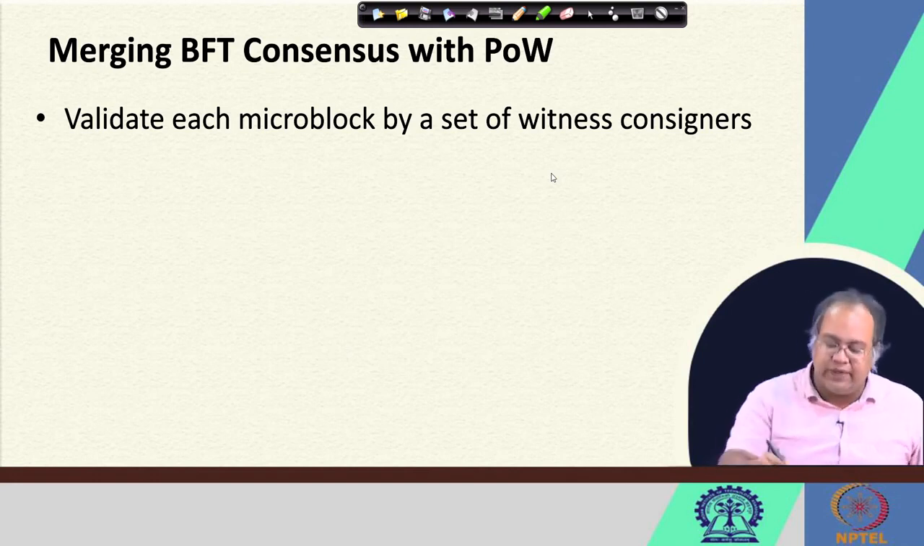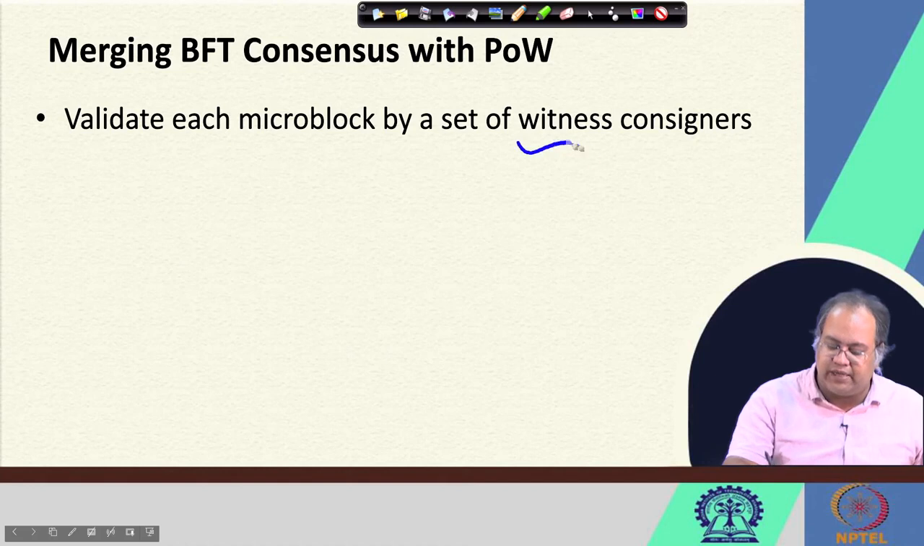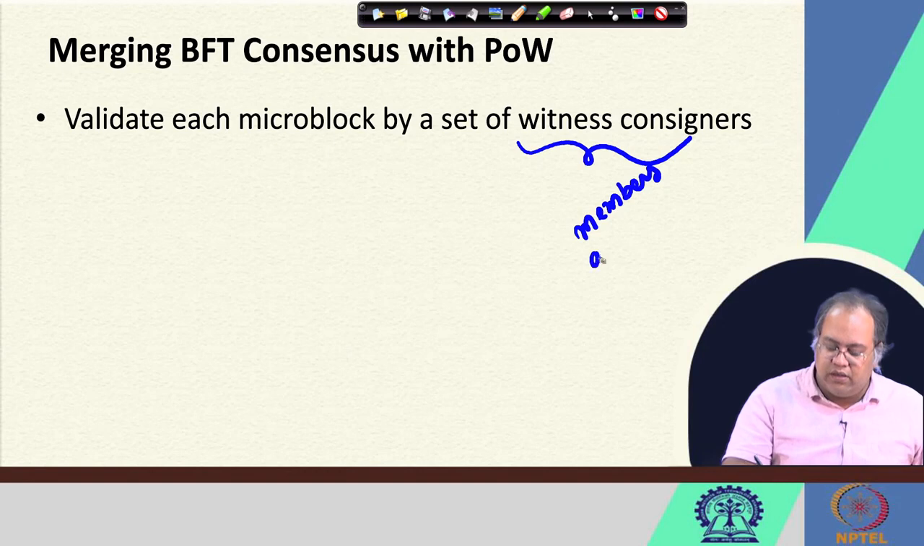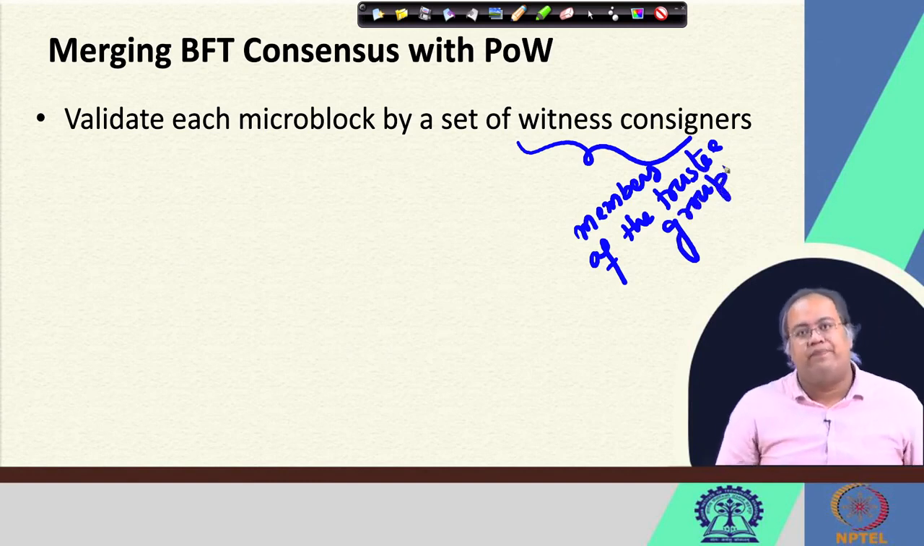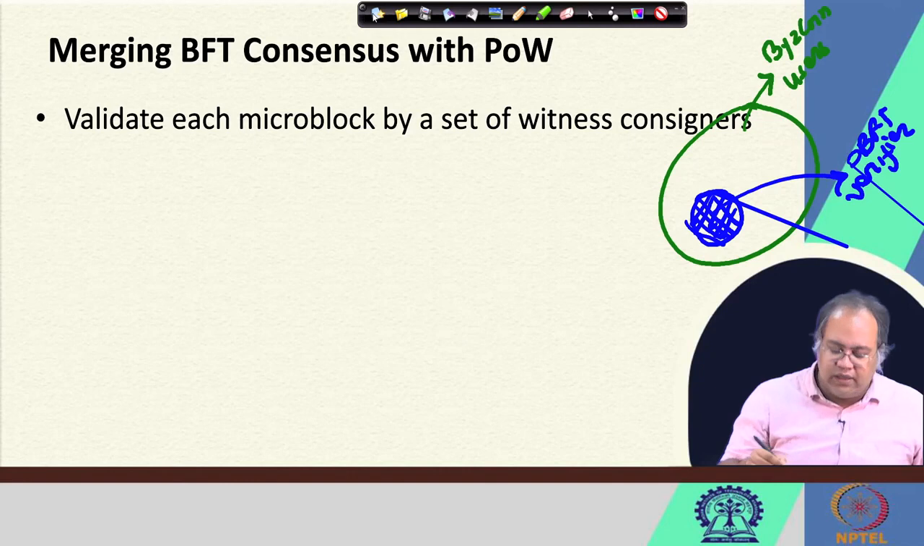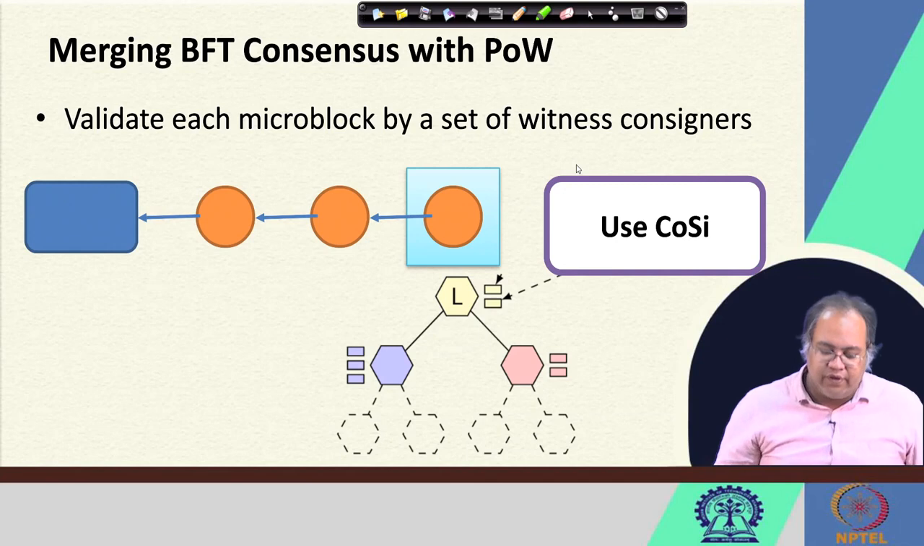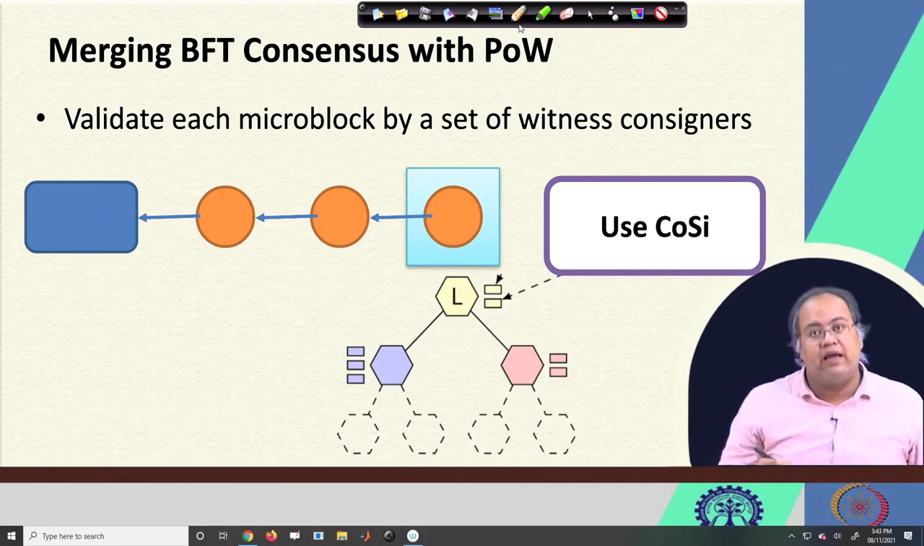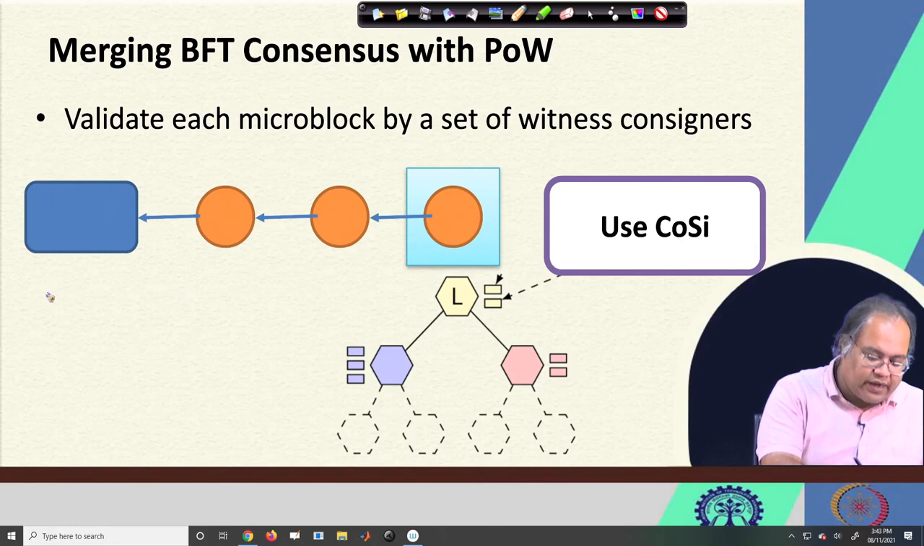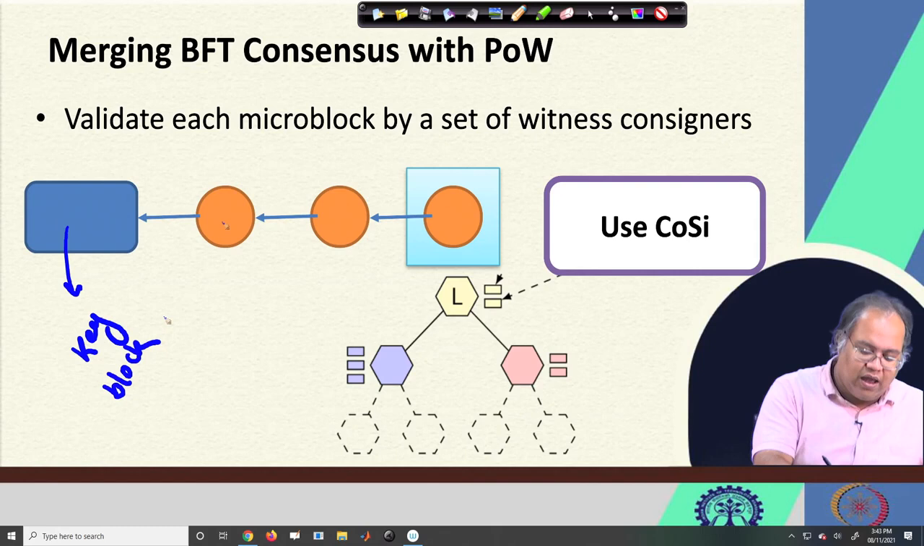Well, so who are these witness cosigners? These witness cosigners are the members of the trustee group that we are talking about. Well, and how does it work? I have the structure for Bitcoin NG. So, in Bitcoin NG we had this key block and other microblocks.